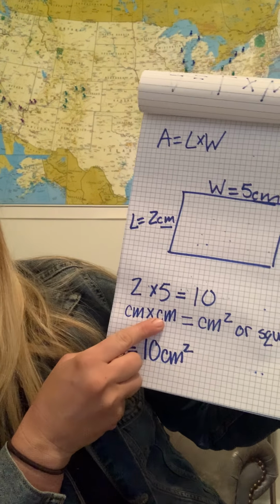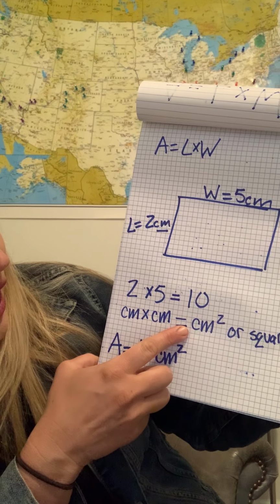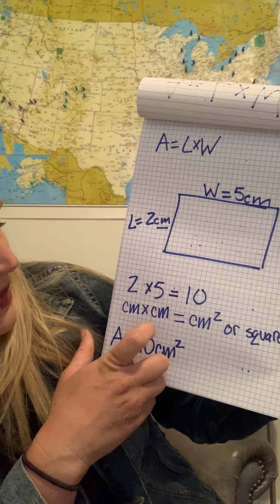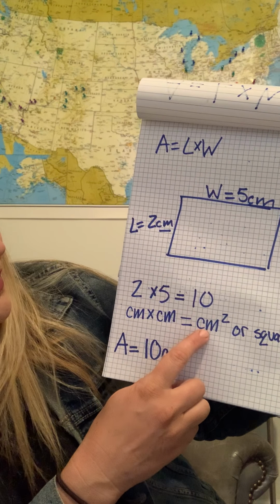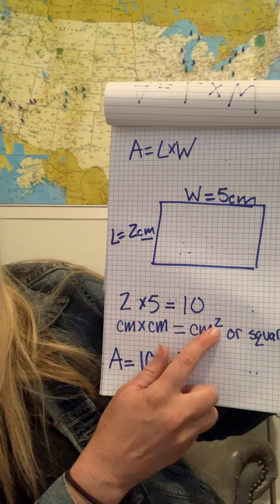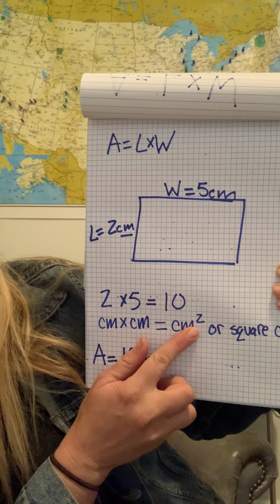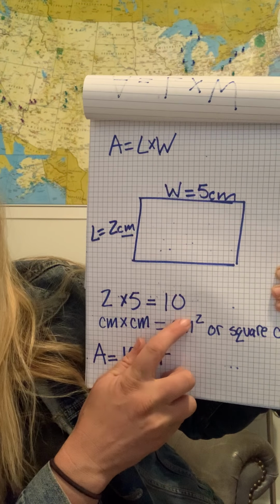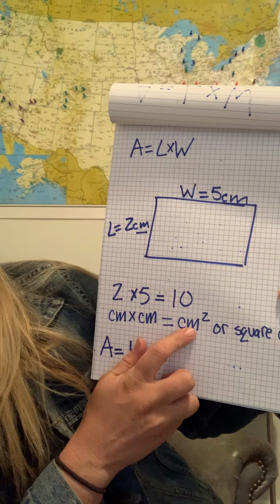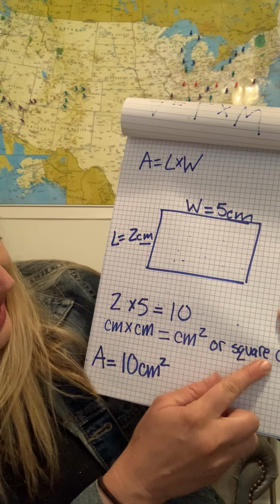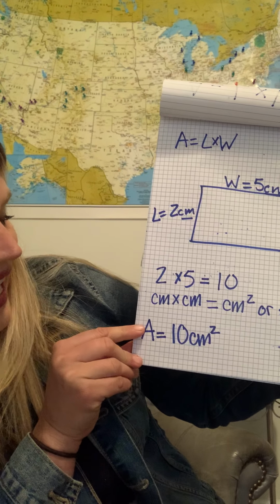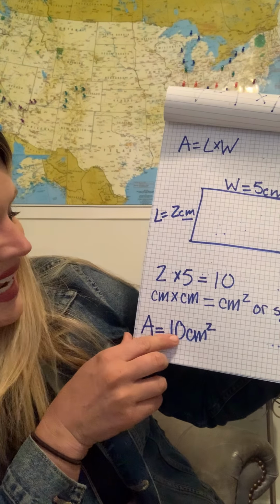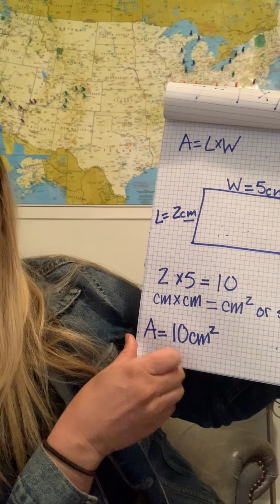So once I multiply these 2 together, they actually become a unit squared. So I had centimeters. If I multiply centimeters times centimeters, it's going to equal centimeters squared. That's like a square root. You guys have probably seen that before. Again, the older you get, the more you'll use these crazy looking things like this. Or you could put square centimeter. So my answer, once I plug everything in, is the area is equal to 10 centimeters squared. Okay, on to the next one.